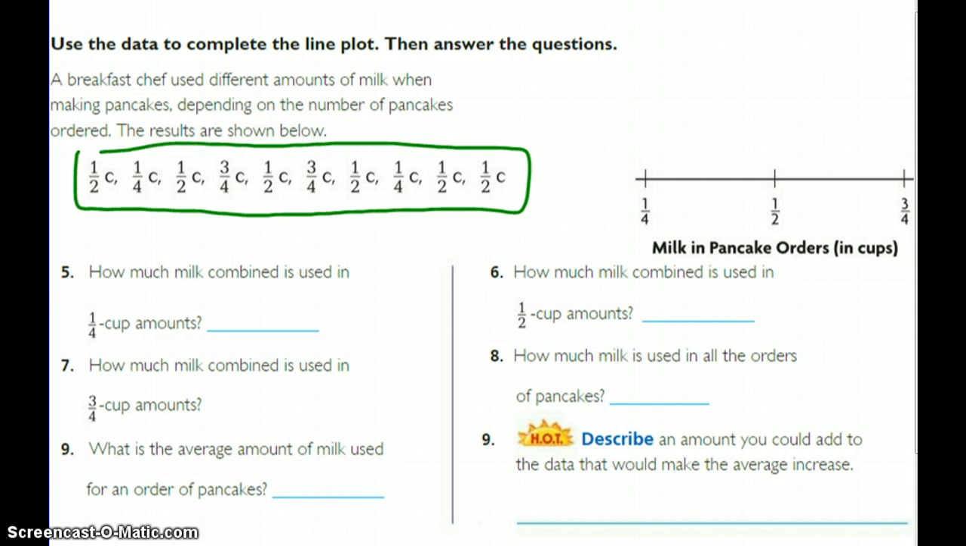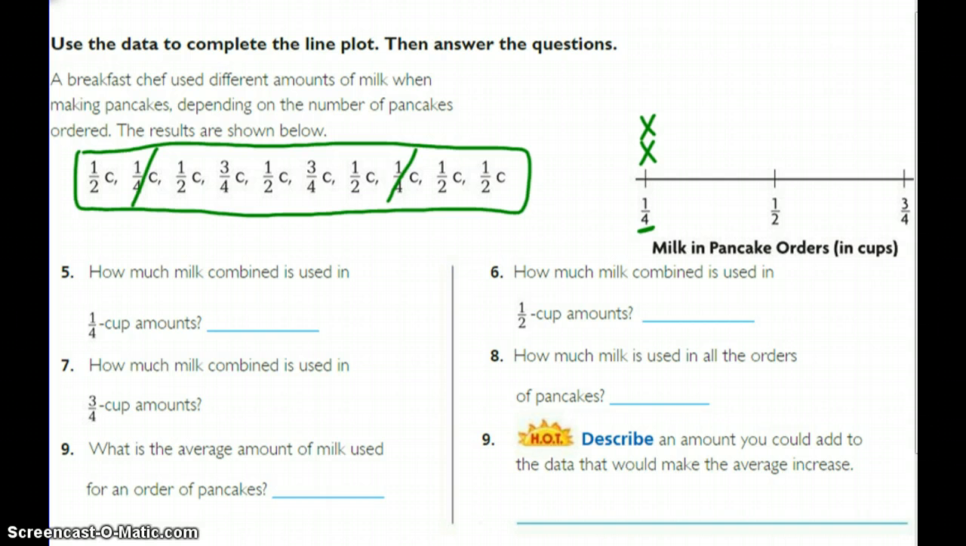Okay? So the first thing I'm going to do is mark all of these with an X on my line plot. So 1/4 is my first set. I'm going to go through and see 1, 2 numbers in my set of data that are 1/4. And I'm going to put 2 X's there.